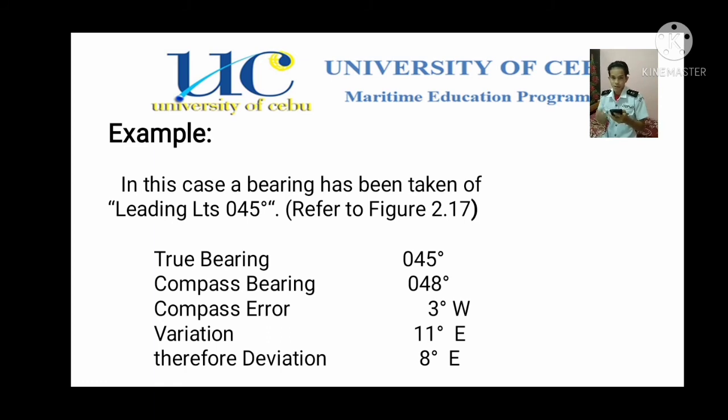So let's find out. The true bearing is 045 degrees and the compass bearing is 48 degrees. All you have to do is to deduct, and then the sign of the error would be compass best, error west, compass least, error east. And then the compass error is 3 degrees west, 48 minus 45, and the variation is 11 degrees east. Then all you have to do is to deduct, which equals 8 degrees east.